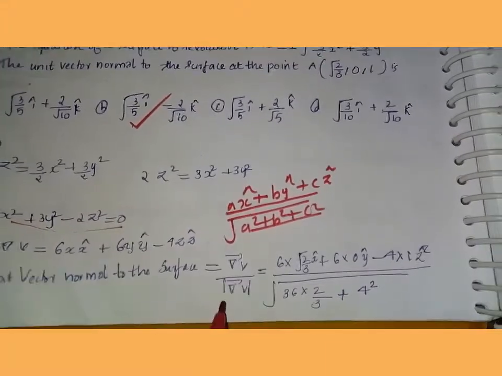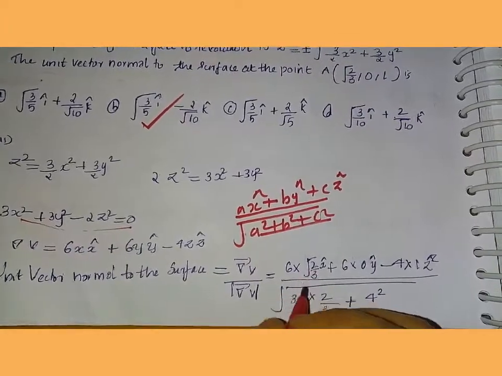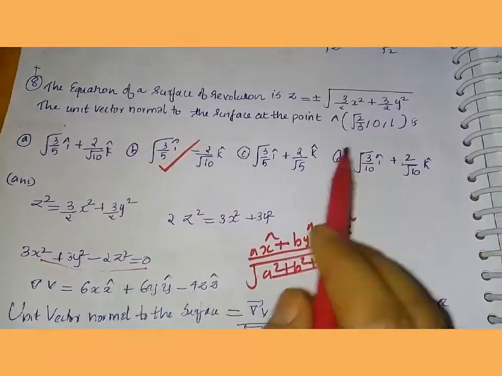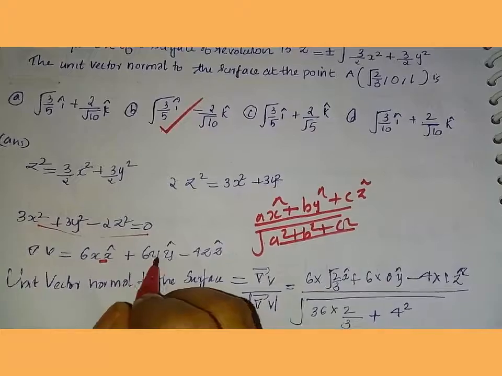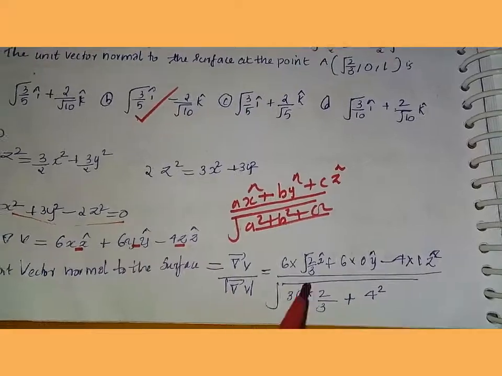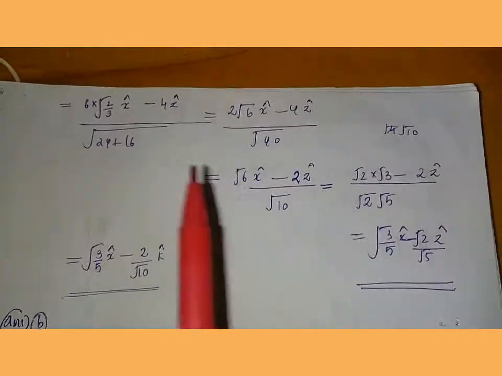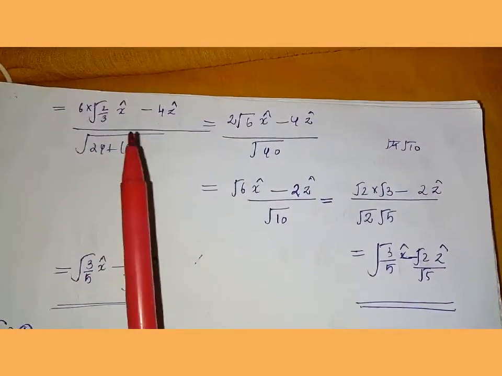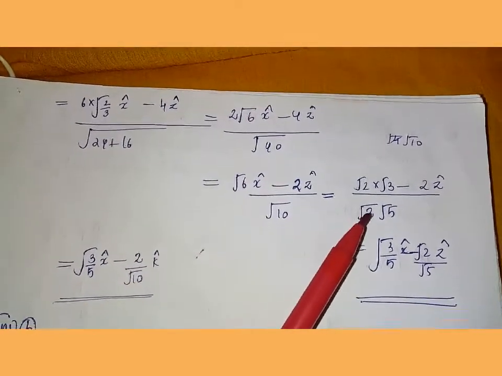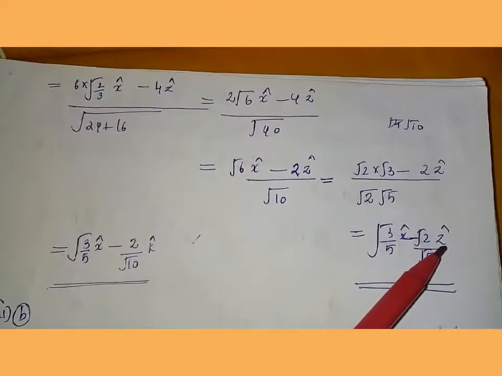Here also the mod del v is under root of 6² and so on, at the point (√2, 3, 0, 1). That is the point at which we have to find the unit normal vector. So we have to put the x, y, z given at this point, and also find del v by mod del v. Okay, this is the answer. Simplifying and cutting the common terms, we get the answer as √3/5 x cap − √2/√5 z cap.